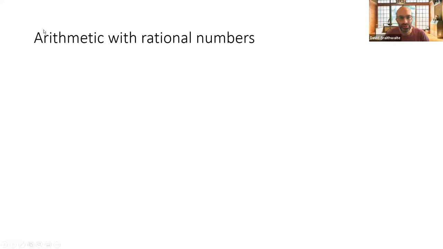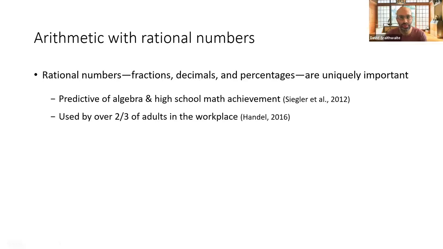So just to introduce the general topic, first of all, which is arithmetic with rational numbers, as I suppose is familiar to many of you, rational numbers, fractions, decimals, and percentages are a uniquely important topic in children's mathematical development, in part because children's understanding of fractions and decimals and percentages is a great predictor of their subsequent success with more advanced topics such as algebra, and their general achievement in high school math. These topics are also important, however, because they're used widely outside of formal education. For example, a survey of employees in the United States found that over 2/3 use rational numbers as part of their job.